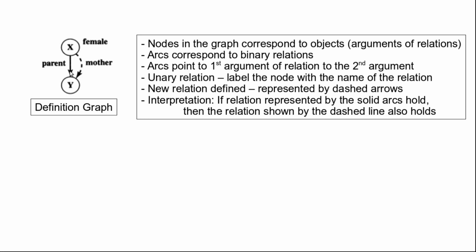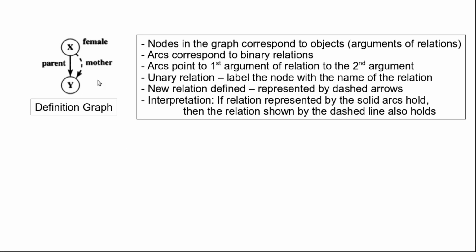And a unary relation, for example the gender, so x is female. When I put female here, it means that this node, whatever object I put here, has to be female. And a new relation is defined by the dashed arc. So what this diagram says is that if x is the parent of y, and x is female, then x will be the mother of y. So if the relations represented by the solid arcs hold, then the relation shown by the dashed line will also hold.